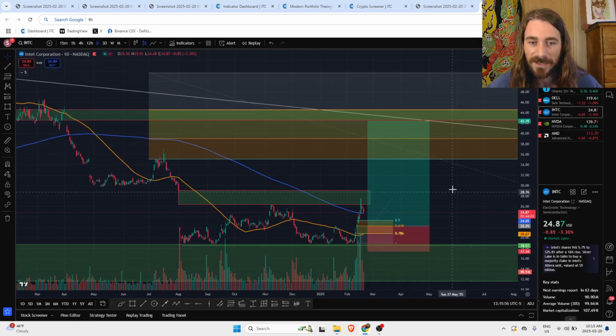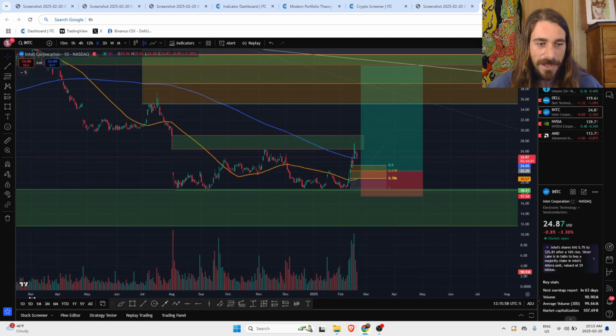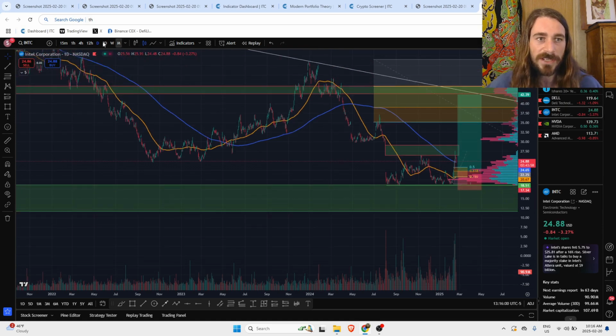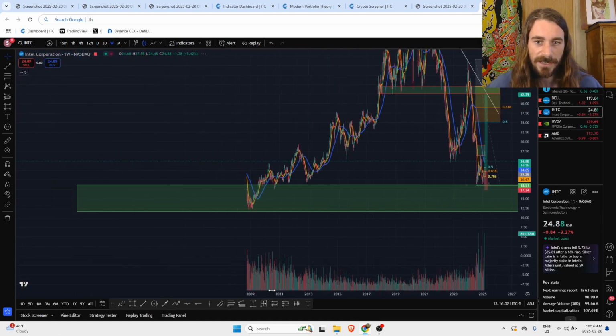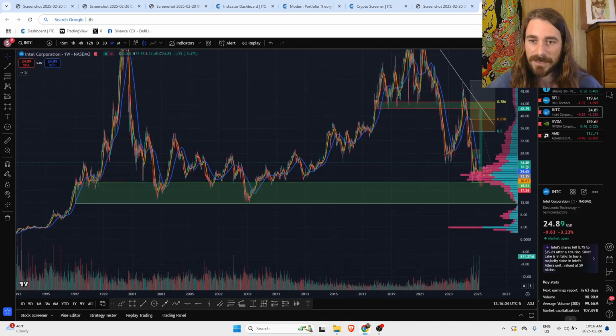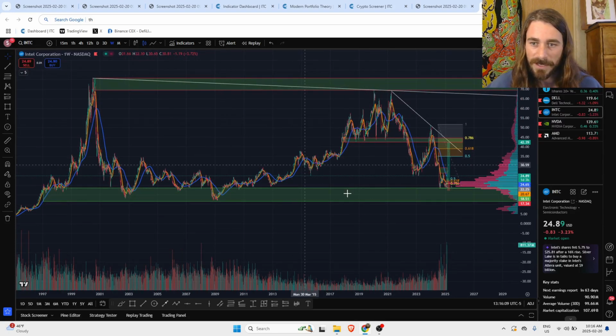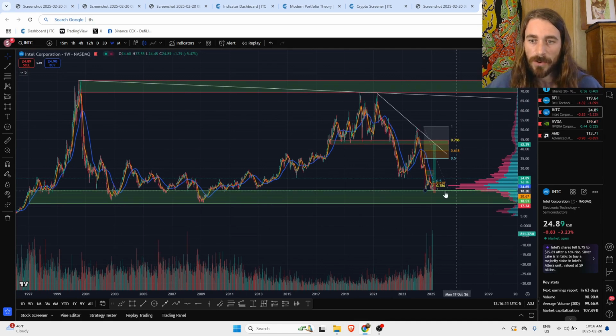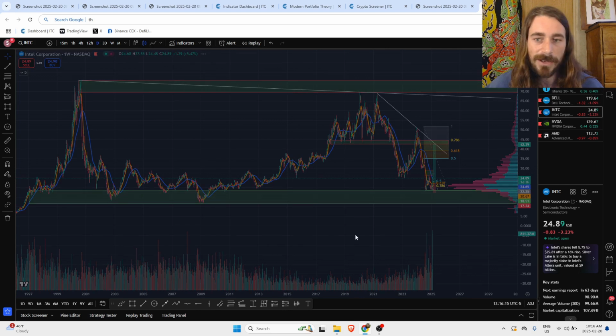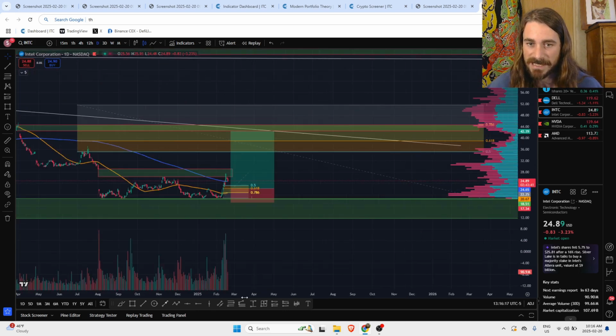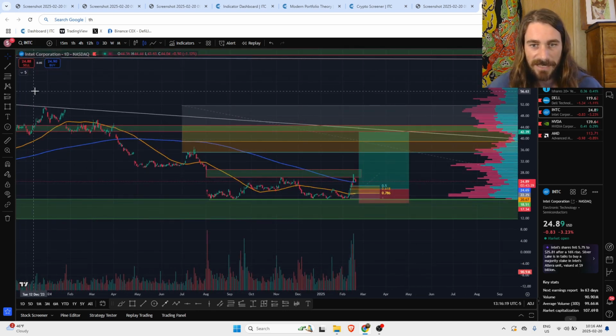Flipping over to Intel, this is another one. So I'll show you big, strong, long horizontal support. We'll flip to the weekly here. You see all through here, Intel acting as support, support, support, support, and we're back at this strong horizontal support. You see we got a huge bounce from it. So we'll take a look at the lower time frame, get that idea of what's going on. So you see we're right through here.